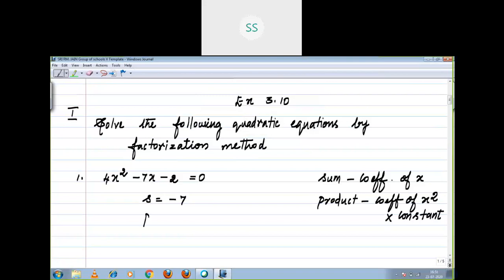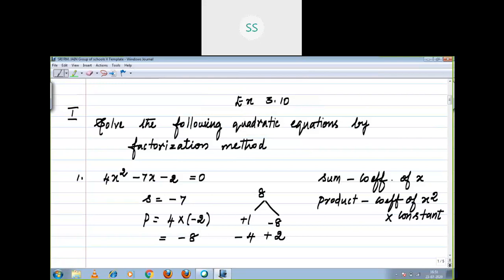Product equal to coefficient of x square, that is 4, into the constant, now what it is? Minus 8. Now you come to the part 8. What are the possibilities to get 8 that you have to write first? 1 eights are, 4 twos are, right? One thing I want to tell you children, if sum is negative, product is negative, it means bigger number negative, smaller number positive.